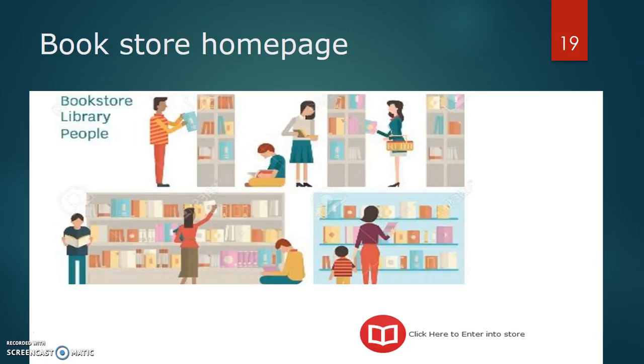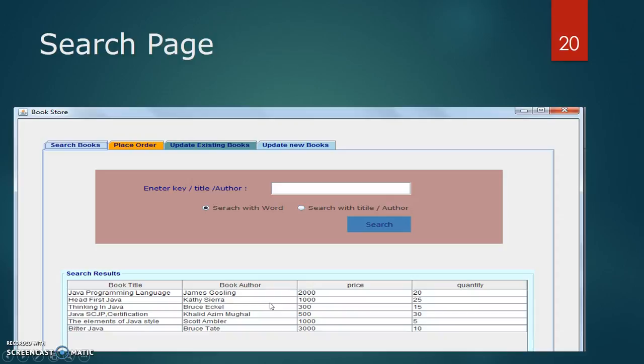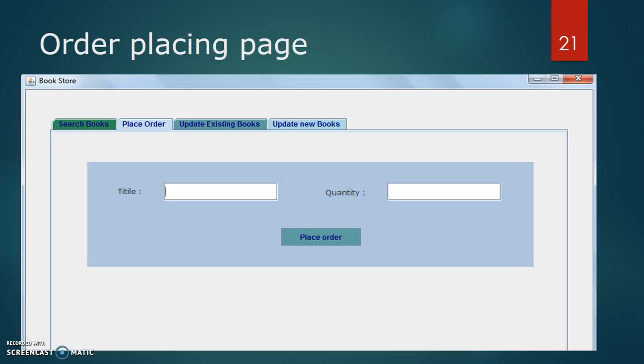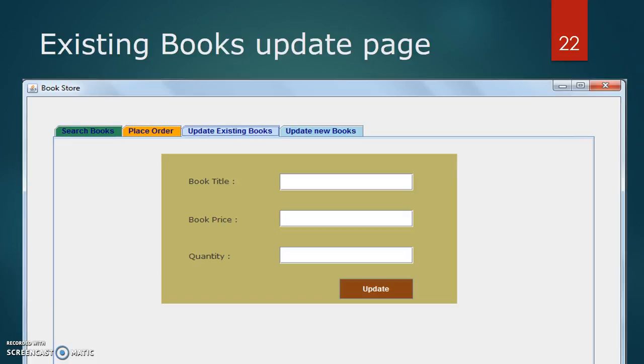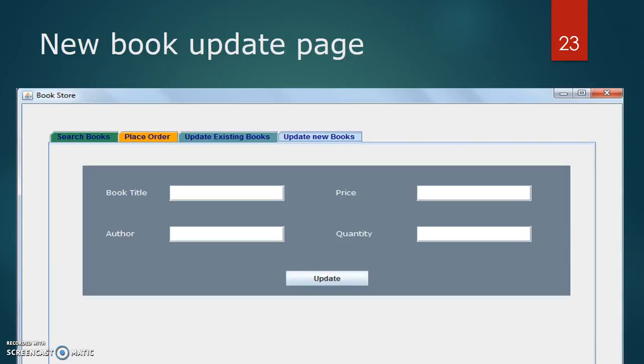Now, this is the home page of our application. This page is used to search the books which are placed in our database. This page is used to order some books to purchase by the client. This page is used to update the existing books in the database. When we want to add a new book into the database, we use this page.